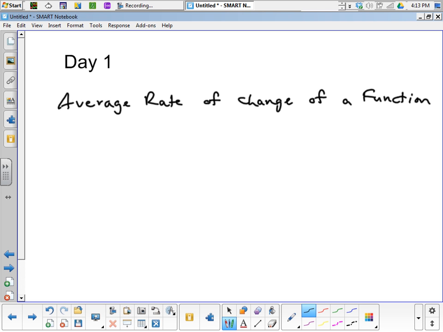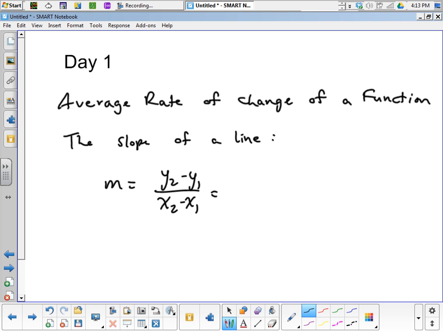Okay, so first thing you need to know is that the slope of a line, remember, is m equals y2 minus y1 over x2 minus x1. We're going to start using f of x2 instead of y2. We're going to start using that more often. And instead of y1, we're going to often use the symbol f of x1.